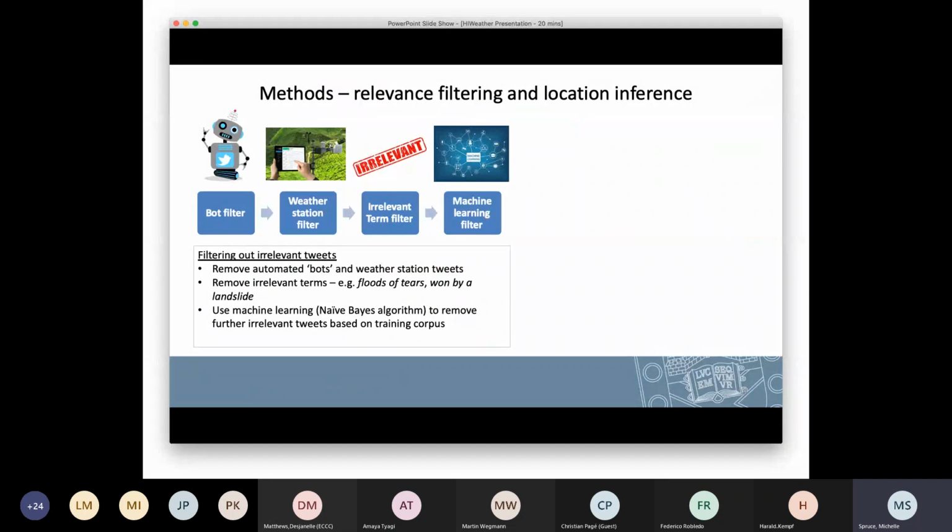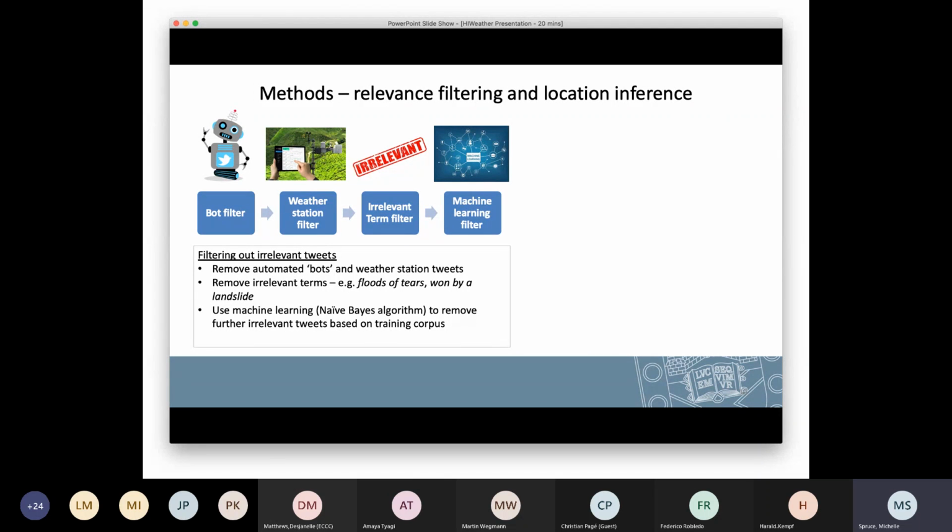In terms of the methods for doing our filtering, we remove automated bots and weather stations. There's a lot of automated weather stations out there which are constantly sending tweets. Neither of those things are actually going to tell us about the impacts of weather. We also remove irrelevant terms. Often some of these weather words like flood and landslide are used in other phrases, so floods of tears, won by landslide. So we want to remove tweets that contain those phrases.